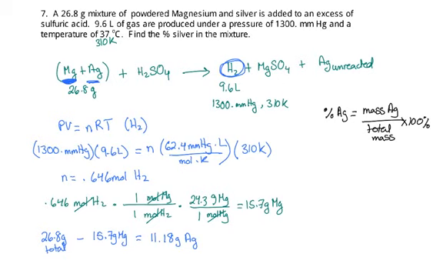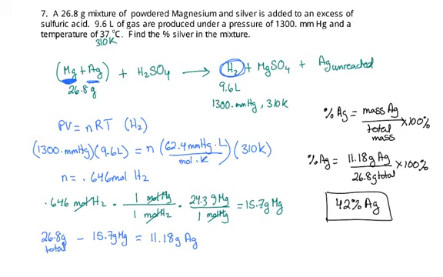So that's going to be equal to 11.18 grams of silver over 26.8 grams total times 100%. And if you solve for that, that's going to be 42% silver with the correct number of 6. That is a really good question.